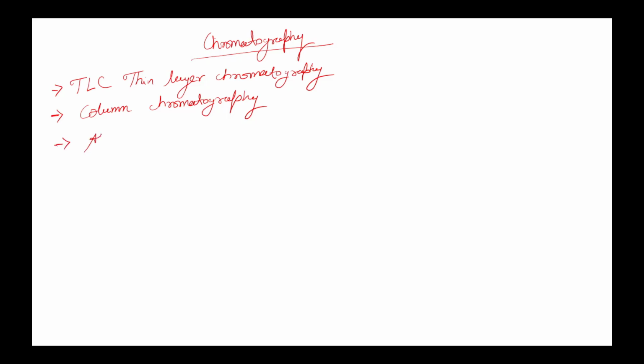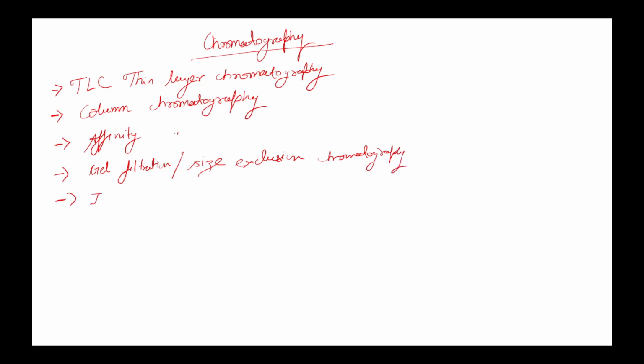We have affinity chromatography. We have gel filtration or size exclusion chromatography. We have ion exchange chromatography.